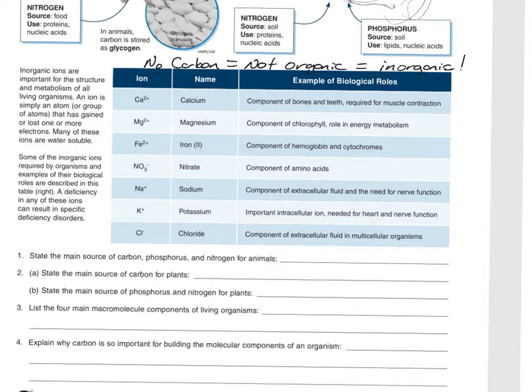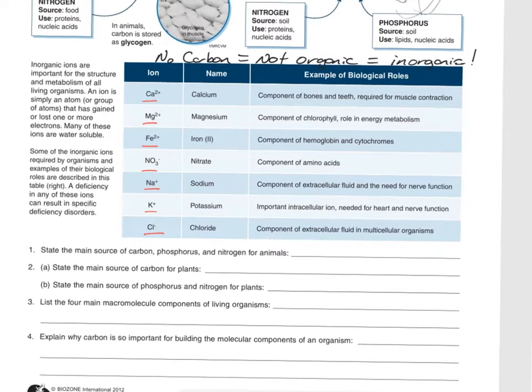So these are all what? Inorganic. There's no carbon in any of these. These are all ions. They're all important for life. You need to know these four, all these inorganic ions and what they do. You need to know them. It's not hard.